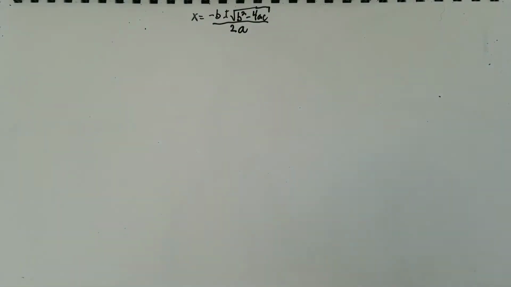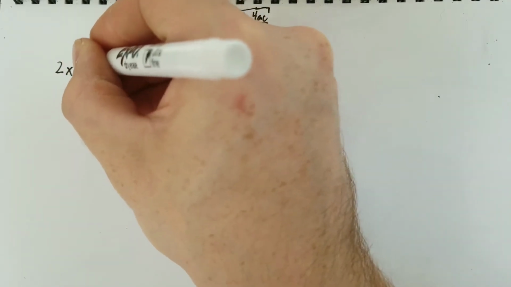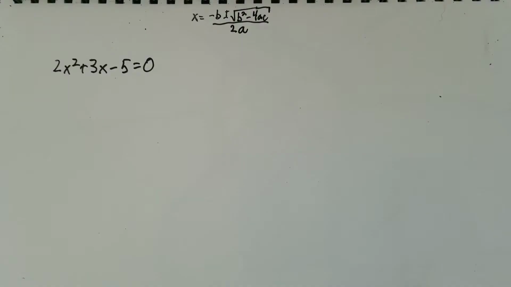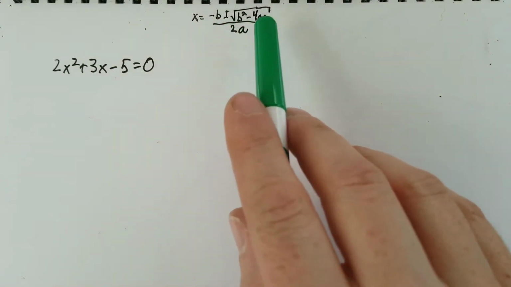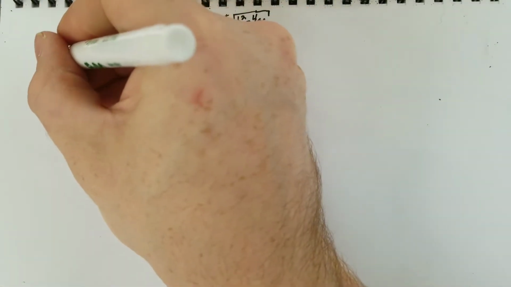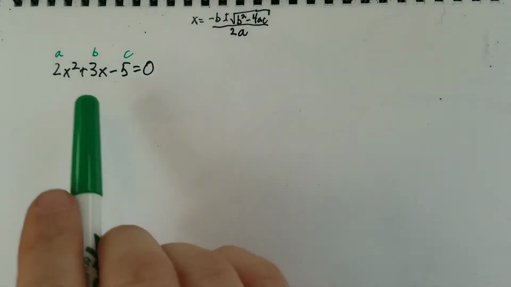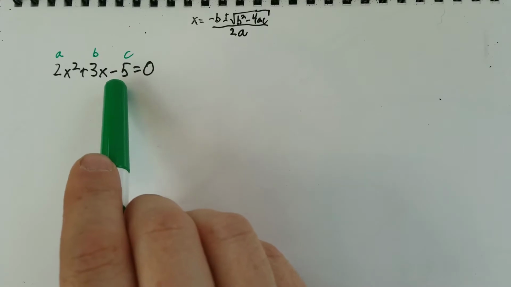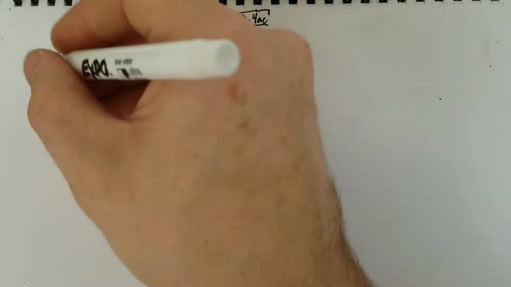The first one I'm going to do is 2x squared plus 3x minus 5 equals 0. What we want to do is put in numbers for our a's, b's, and c's. So what we have is our A, B, and C value. And when you plug in a number, don't forget to carry its sign. So that'll be positive, and 5 will be negative. All right, let's get right to it.